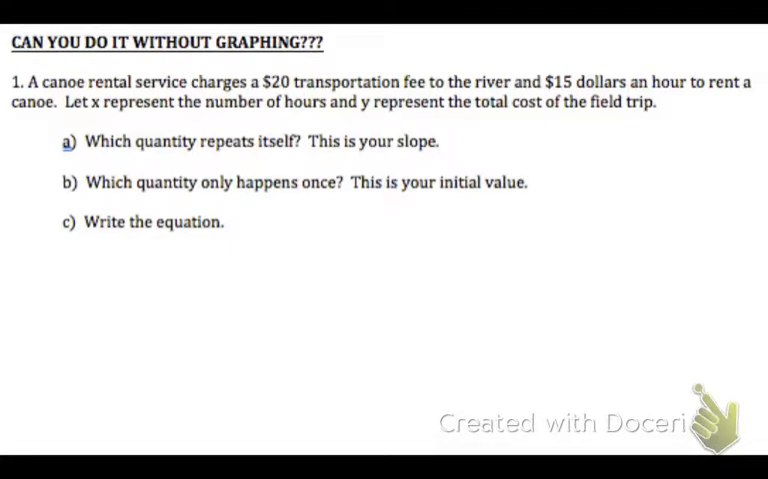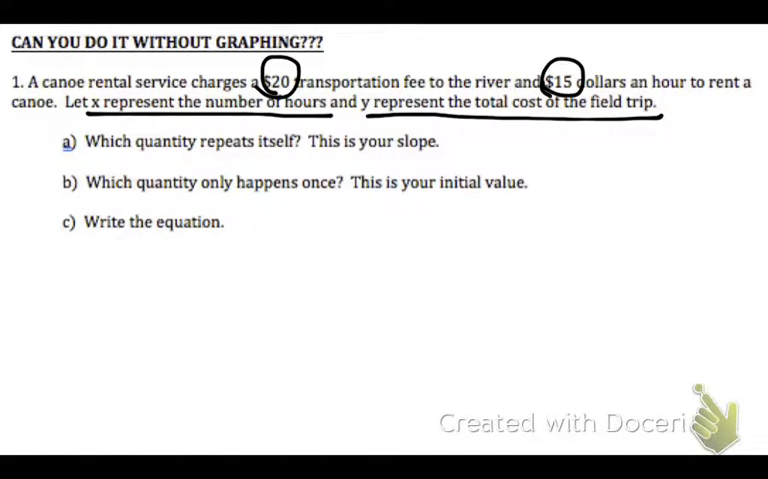A canoe rental service charges a $20 transportation fee to the river and $15 an hour to rent a canoe. Let x represent the number of hours and y represent the total cost of the field trip. So in this word problem, we have two numbers. We have the $20 and the $15. Which quantity repeats itself? This is going to be the slope. Okay, so $20 transportation fee or $15 an hour.